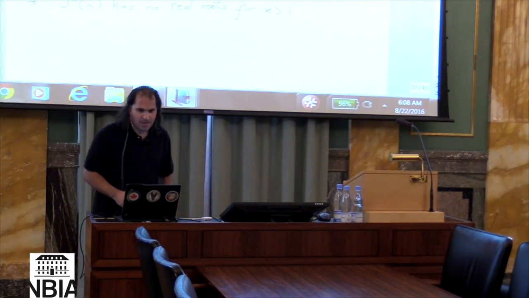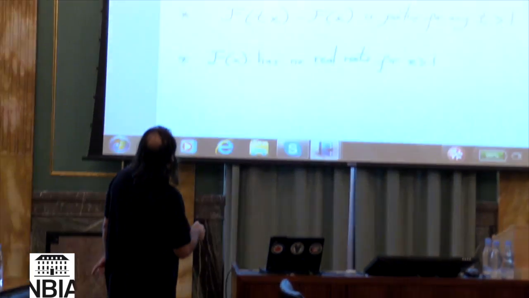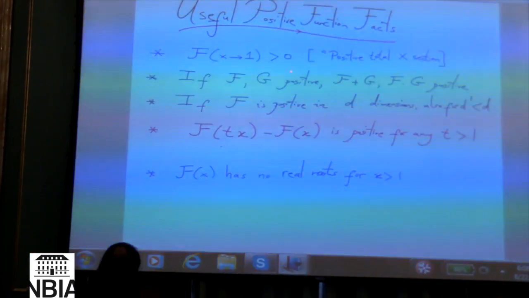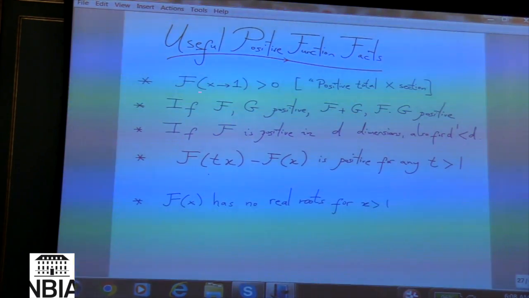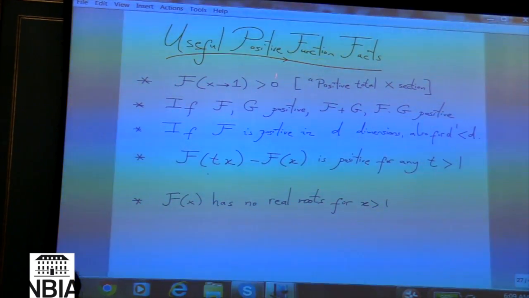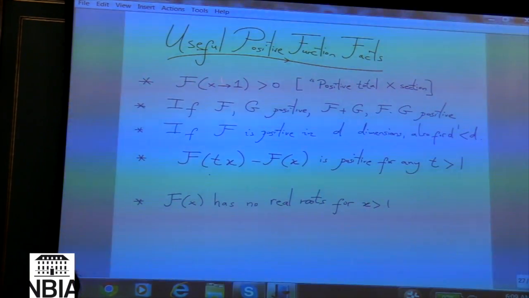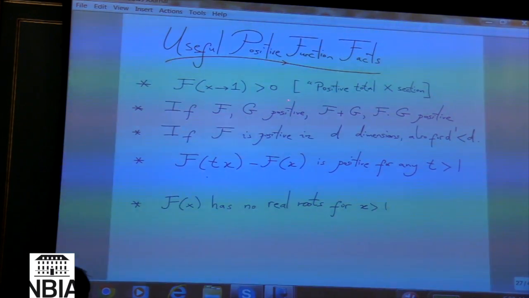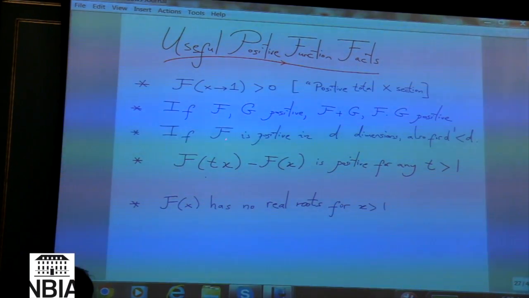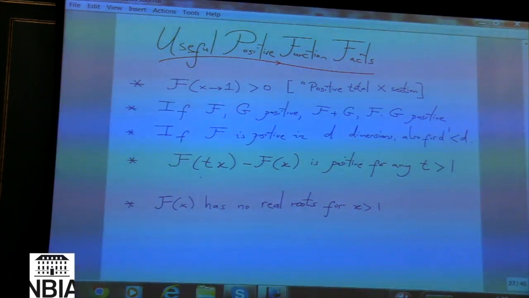Okay. And there are a few useful facts about positive functions, which in playing with these things come in handy. One is the optical theorem, essentially, that when x goes to 1, if you have a function that's a positive sum over Gegenbauers, it's positive itself. If two positive functions exist, their sum and product is positive. If the function is positive in d dimensions, it's also positive in fewer than d dimensions. All those things are obvious.